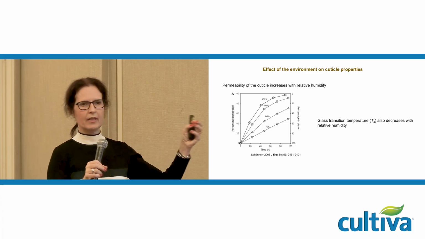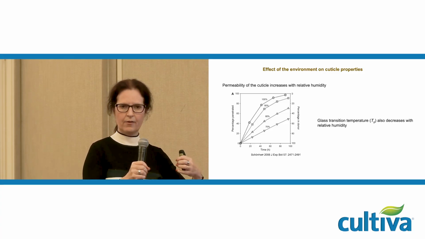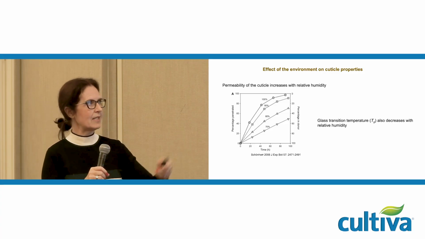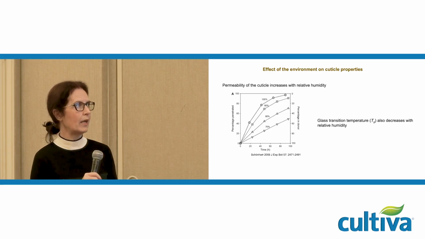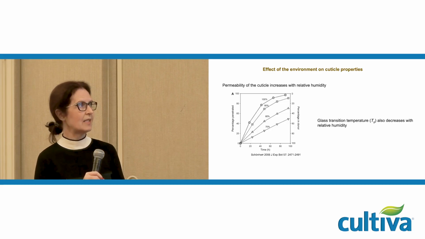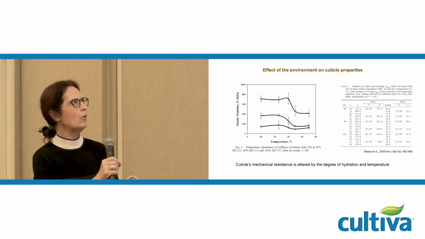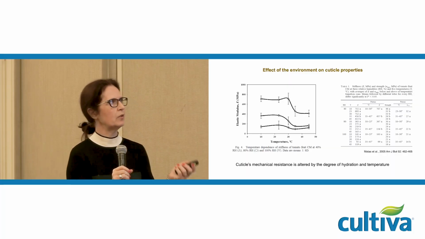And do you remember that glass transition temperature that changes between the very stiff, hard, solid, and a very rubbery-like state? The glass transition temperature also is modified by the relative humidity and is actually decreased. And how do those parameters affect the mechanical properties of the cuticle?